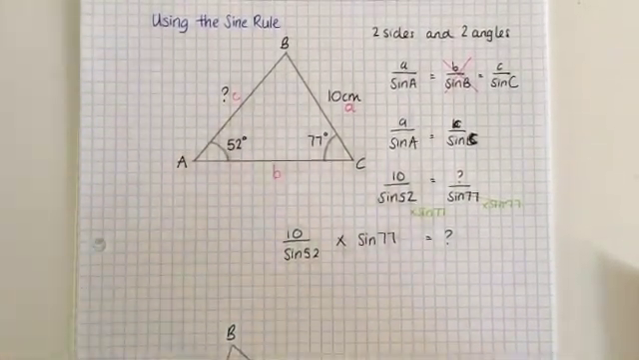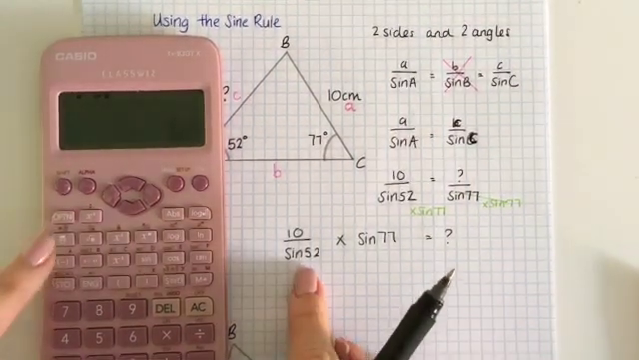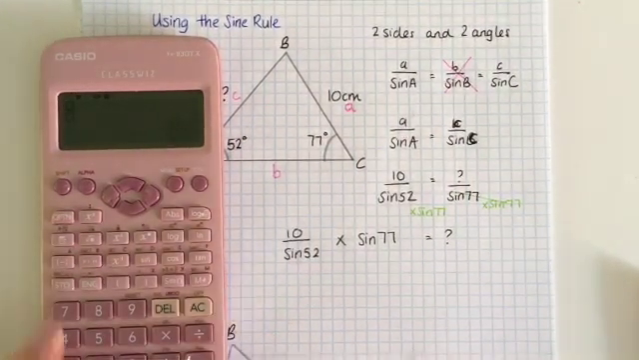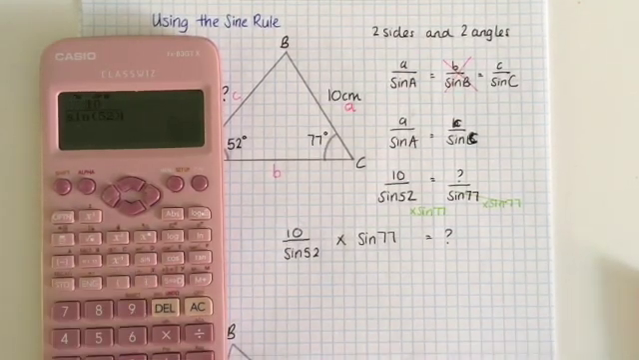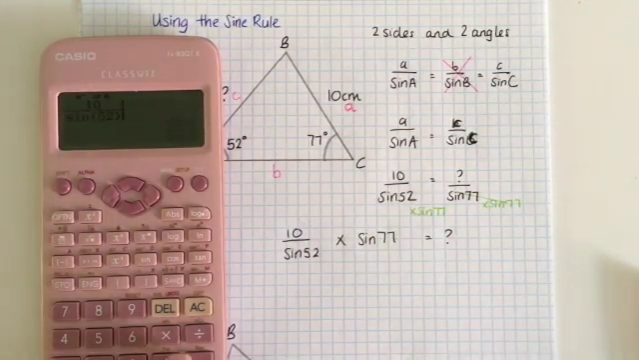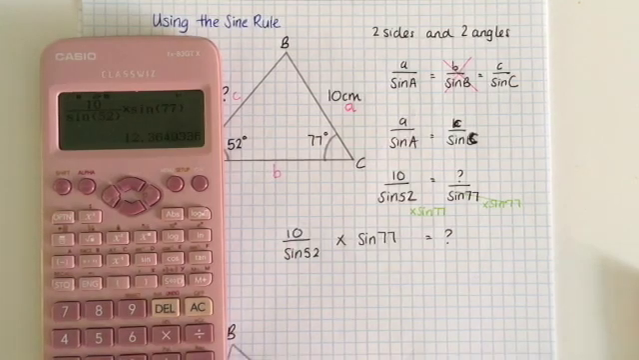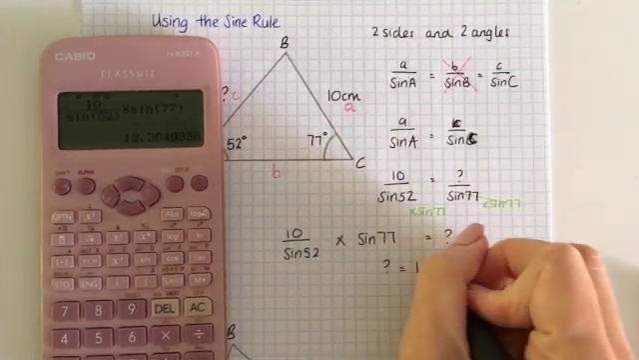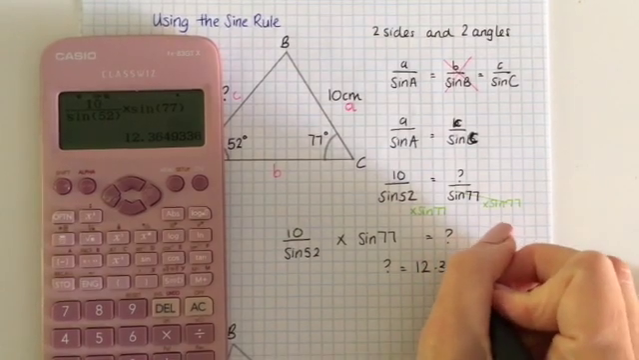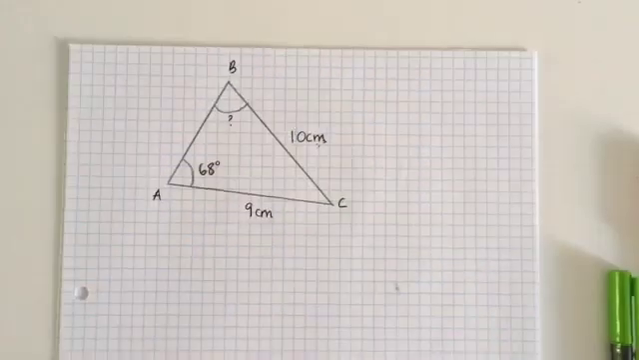So the next part is to just put this into my calculator and work it out. I've got a fraction first of all, so I'm going to use my fraction button. 10 over sine 52, I'm going to close my brackets, and then I move it up here so the cursor goes big, and I multiply it by sine 77. And I get my answer. So the missing side on this triangle is 12.36 centimetres to 2 dp.